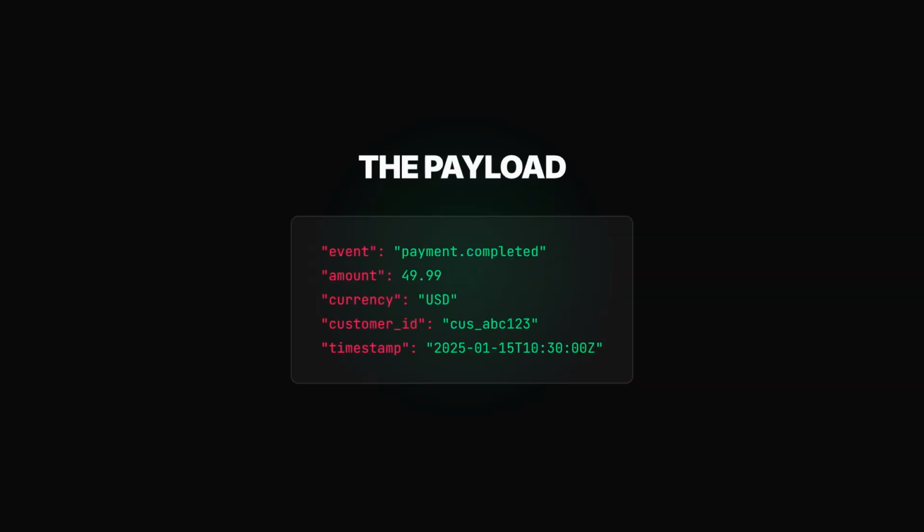So what's actually in that POST request? The payload. This is a JSON object containing everything about the event. For a payment webhook, the amount, currency, customer ID, timestamp, status. For a GitHub webhook, the repository, commit message, author, changed files. Each service structures it differently, but the pattern is the same: event data, wrapped in JSON, delivered to your endpoint.